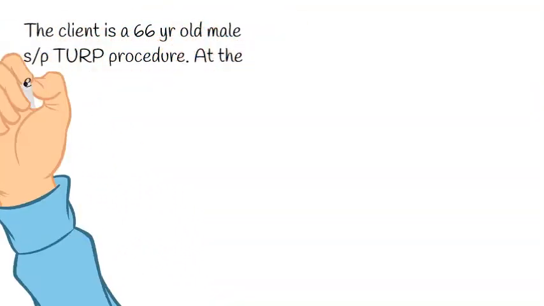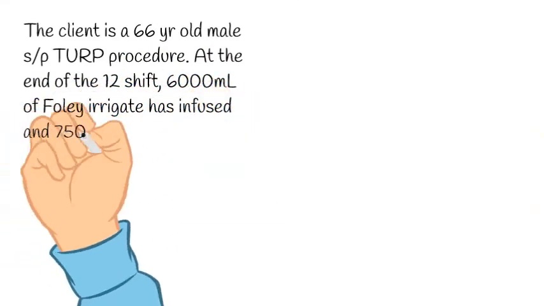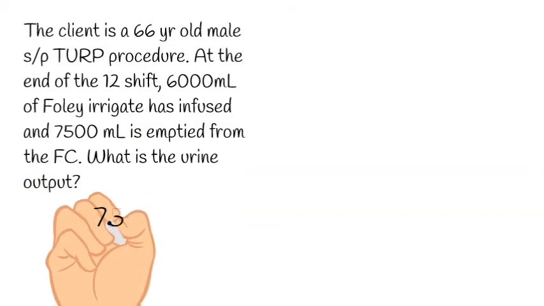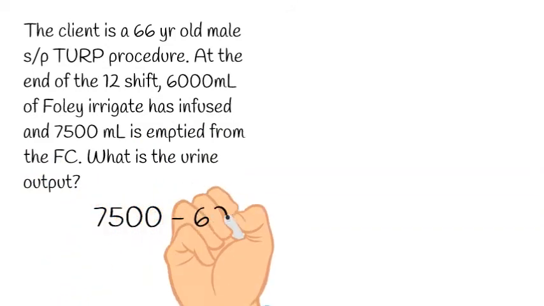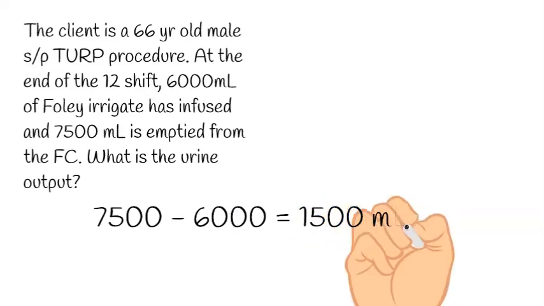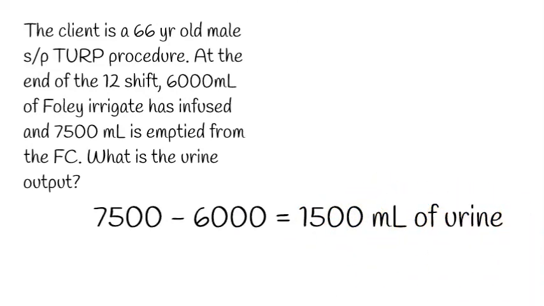So a client has a 3-way Foley catheter in. They received 6,000 milliliters of Foley irrigant. When you emptied the bag of urine, you had 7,500 milliliters. 7,500 minus 6,000 of irrigant is 1,500 milliliters of true urine output.